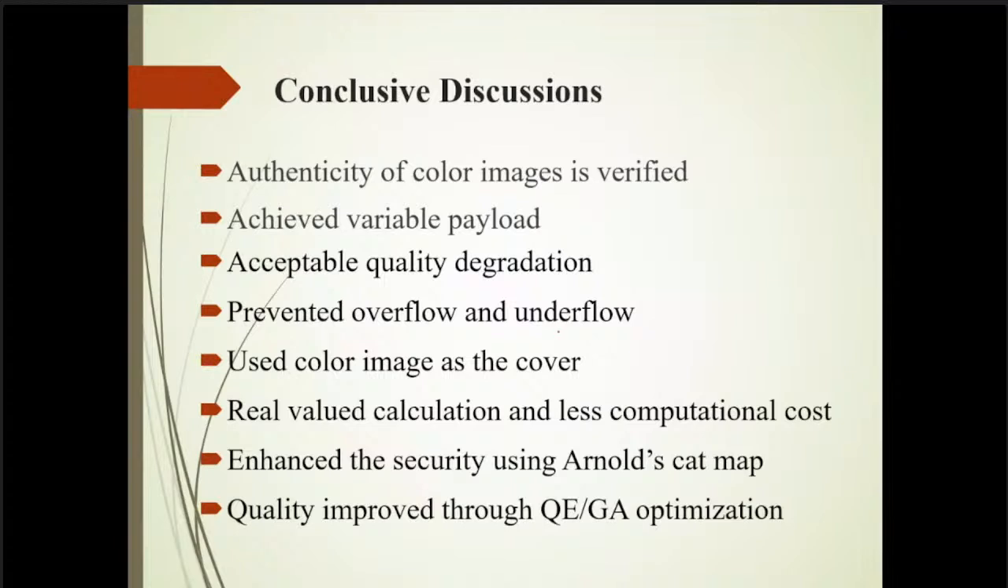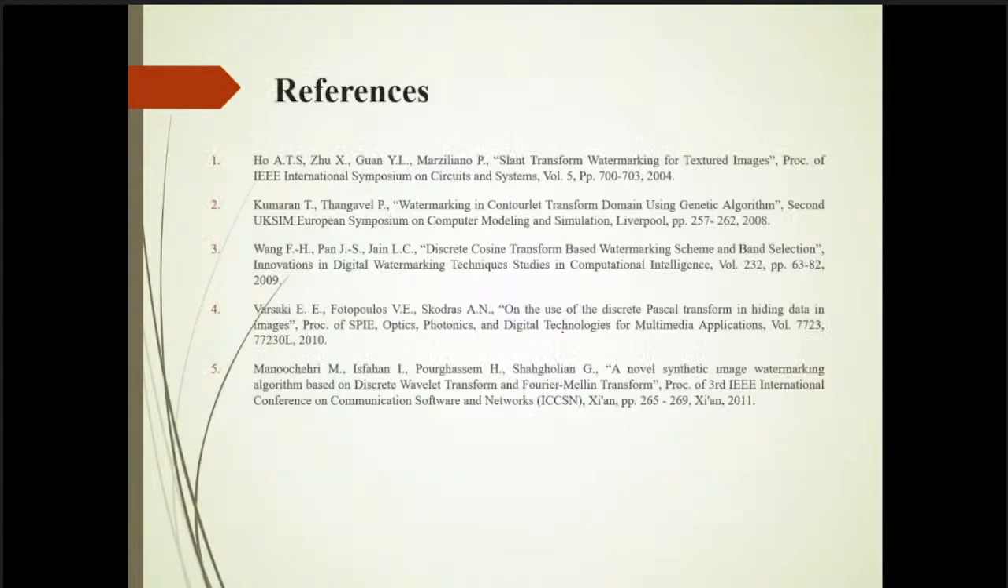So now, what are the targets achieved? We are authenticating the color image, we are achieving the variable payload, we are going for good, acceptable quality of the embedded image, and we are preventing the underflow and overflow, and we are embedding into the real coefficient, and we are going for quality enhancement through GA and others.